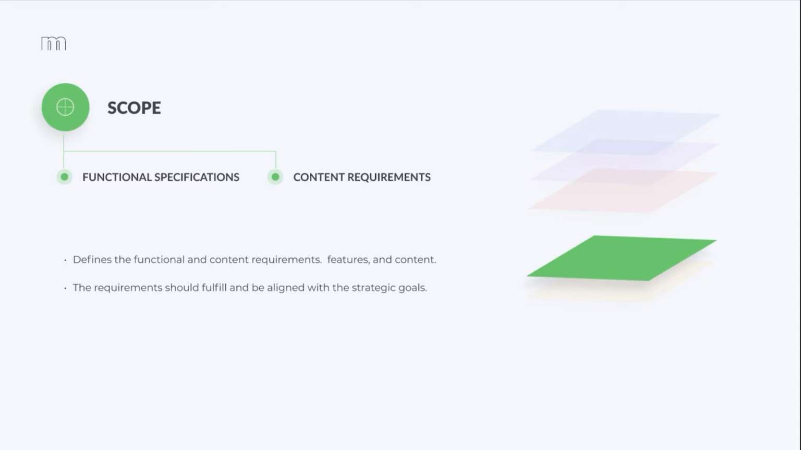Our content requirements are essentially the information that makes us provide value. All the information like text, images, audio, videos, etc. can only be created if we have an idea about the size and time required to complete the project. The requirements should fulfill and be aligned with the strategic goals, so the scope is based on the strategy.